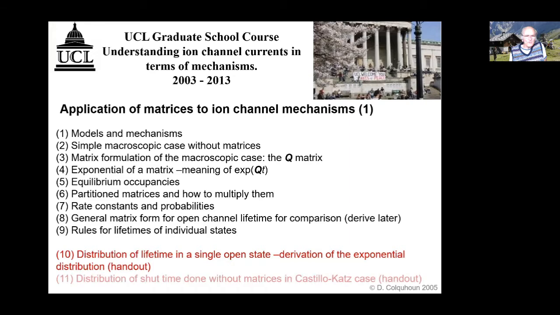There are two more topics, 10 and 11 here, which we shan't go through in detail, but I'll put in the description a link so you can download the handouts we wrote about them. They show how to do some of these calculations without matrices, just to show how complicated they can be without matrices and how simple they are with matrices.